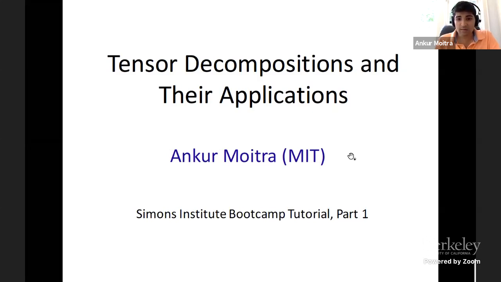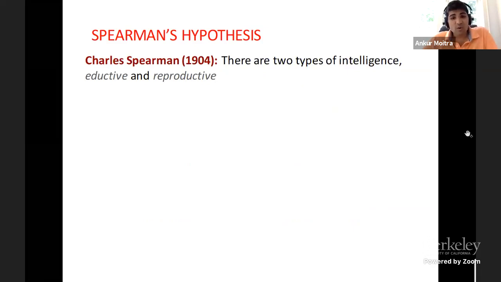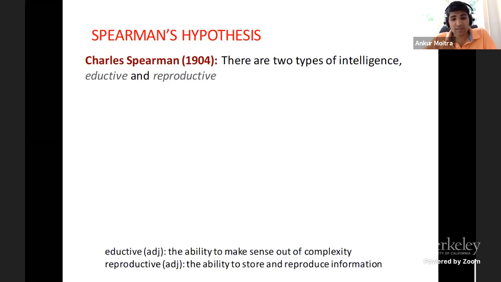So let's get started. The story for tensor decompositions really starts way back when. It starts from the origins of factor analysis. In case you don't know, factor analysis started in psychology with some pioneering work of Charles Spearman back in the early 1900s. He had a simple hypothesis that's now called Spearman's hypothesis. He believed that fundamentally there were two types of intelligence, inductive and reproductive. Inductive is the ability to make sense out of complexity, and reproductive is the ability to store and reproduce information.